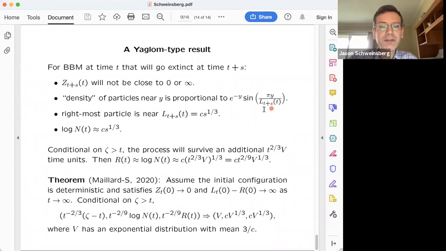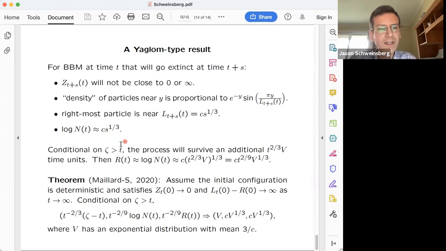This means that the rightmost particle should be close to L sub t plus s of t, which is c times s to the 1/3 power. And from the relationship between the total number of particles and the location of the rightmost particle that we saw before, we see that the log of the number of particles at time t should be about the same, about c times s to the 1/3.